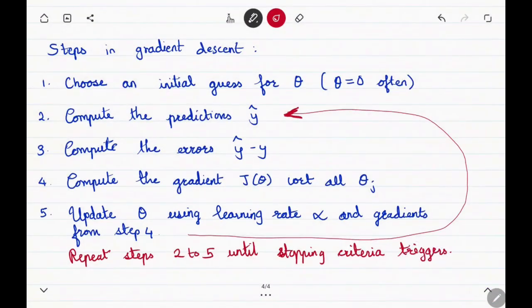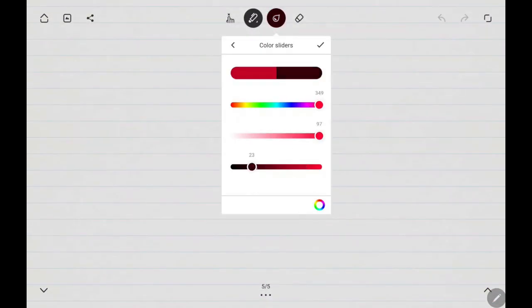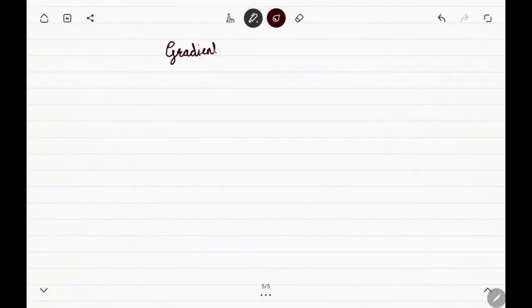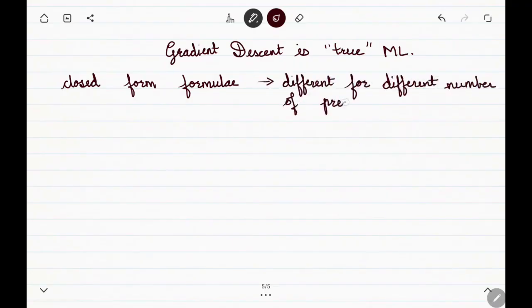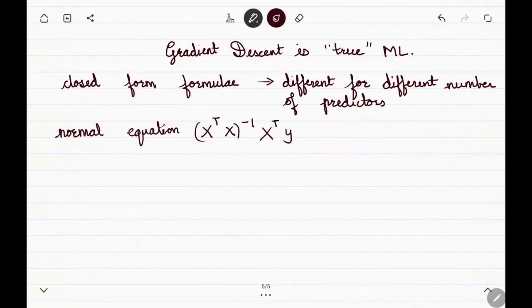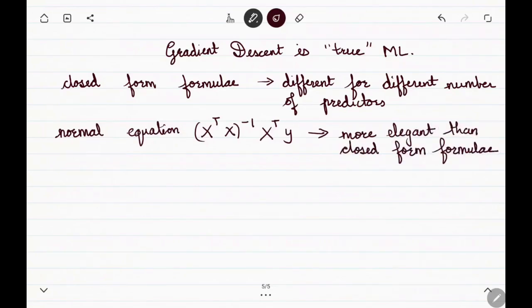That's it. So why does gradient descent feel like proper machine learning compared to whatever we have studied till now? First, we studied closed form formulae for solving linear regression. They differ for different numbers of predictors. Then we discussed the normal equation, which is (XᵀX)⁻¹Xᵀy. This is more elegant than closed form formulae because the same thing works irrespective of the number of data points and the number of predictors. So it is elegant, and for small problems it's perfectly sensible.